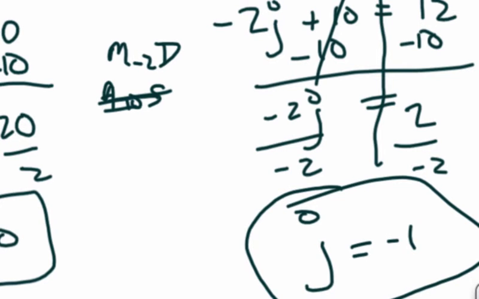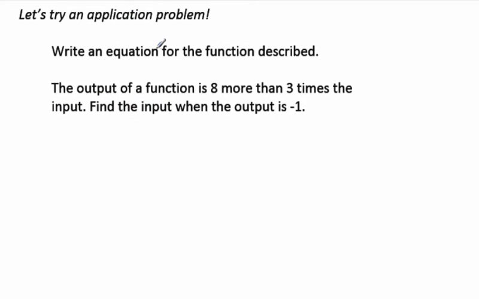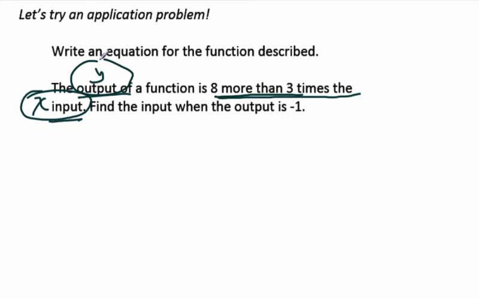One last type here. Let's look at an application problem. Write out an equation for the function described. The output, we need to mark this here. So the output, that's important stuff. The output of a function is 8 more than 3 times the input. All right, now the input's normally x, and then the output is normally y. So y, the output, is 8 more than 3 times the input. Here's 3 times the input. And then we want 8 more than that, so we add 8.